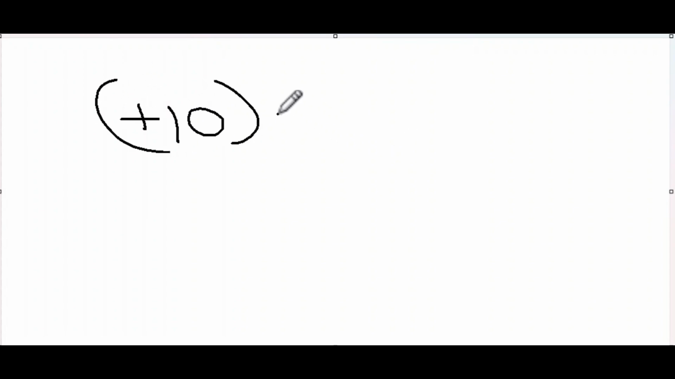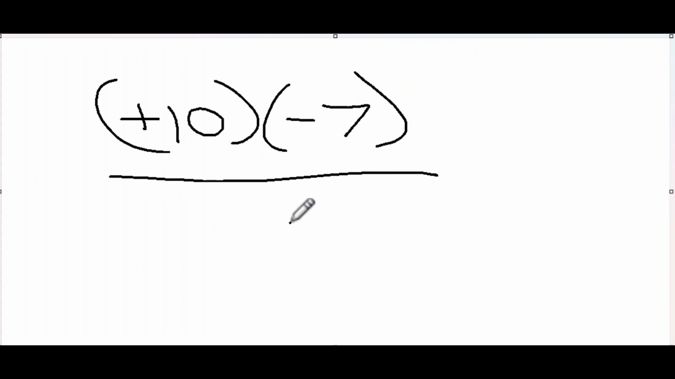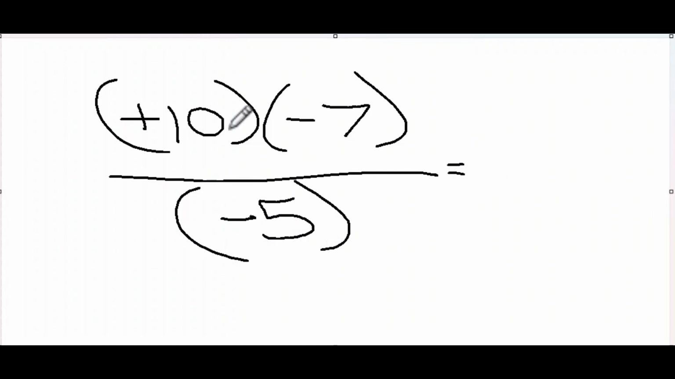Let's see. Let's do a positive 10. We'll just write it out the way a lot of people do it. Minus 7 divided by negative 5. Again, the parentheses are kind of an overcomplication, aren't they? If we just rewrite this, then we could say 10 times negative 7 over negative 5.